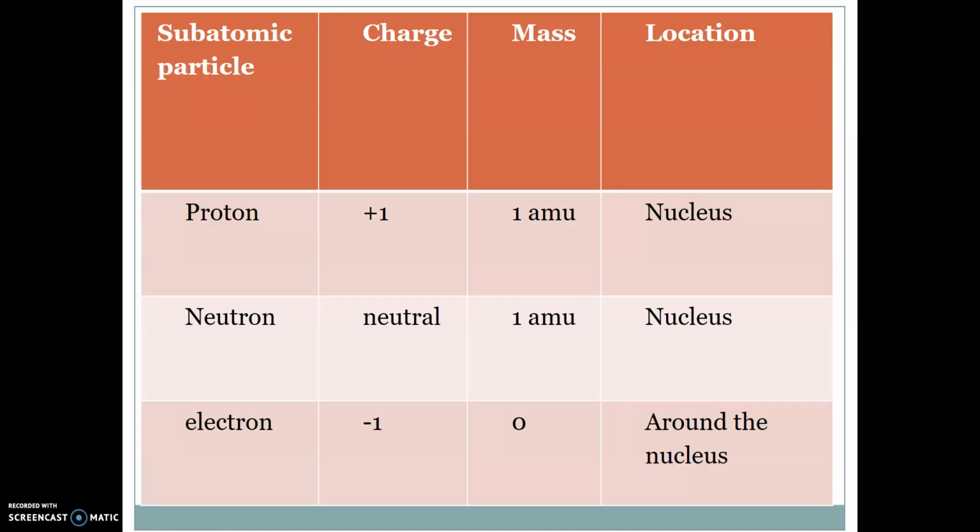So here's a little table just reminding you of the key points about protons, neutrons, and electrons. You should know their charge, you should know their mass, and then you should know the location of where they're found in the atom. So all of these are considered to be subatomic particles, and you should be familiar with each of these.